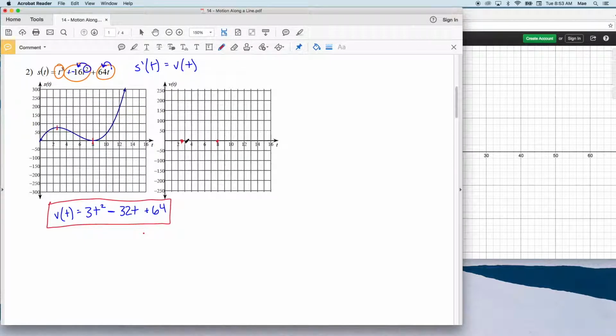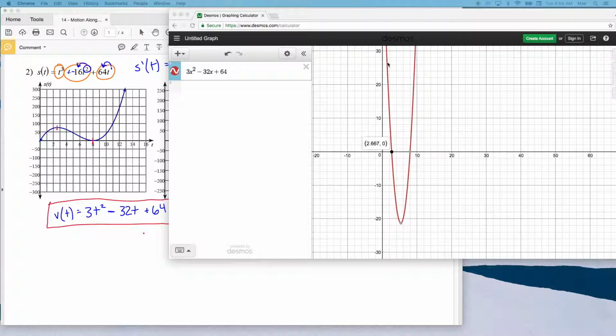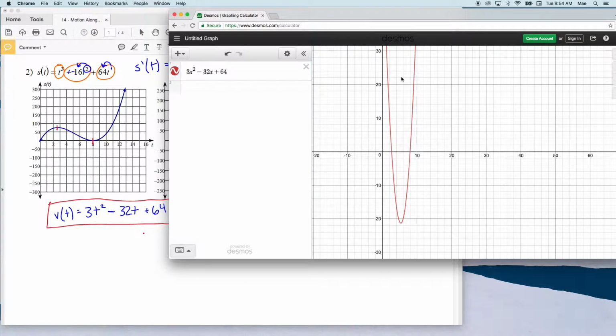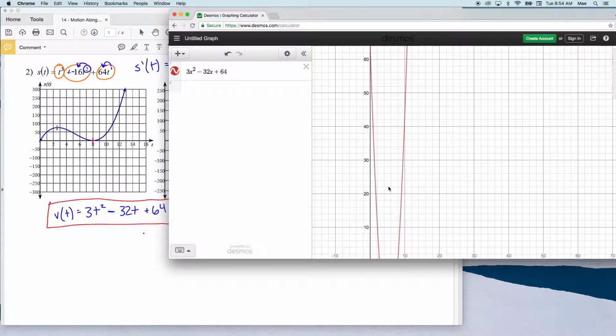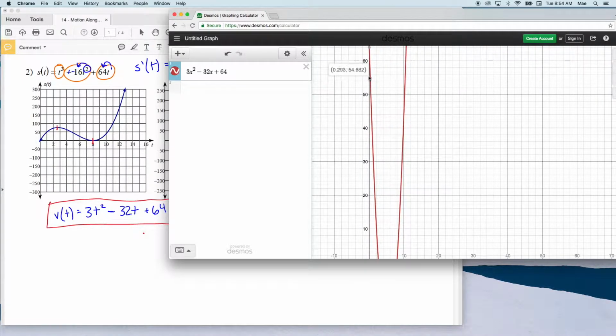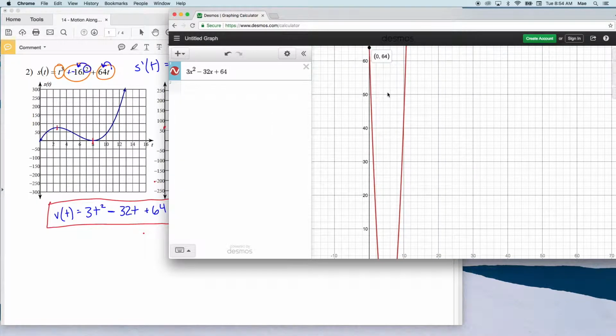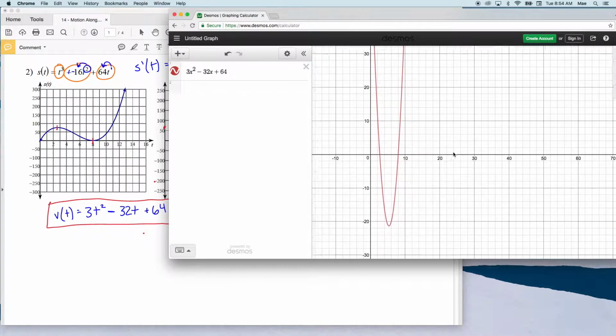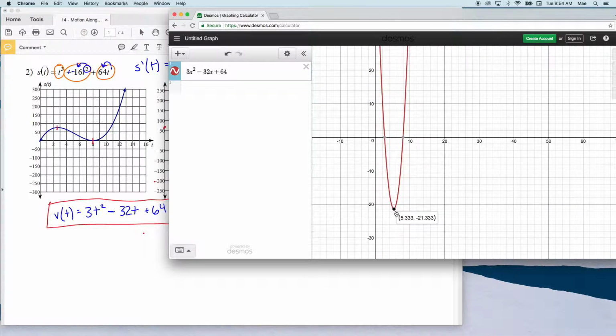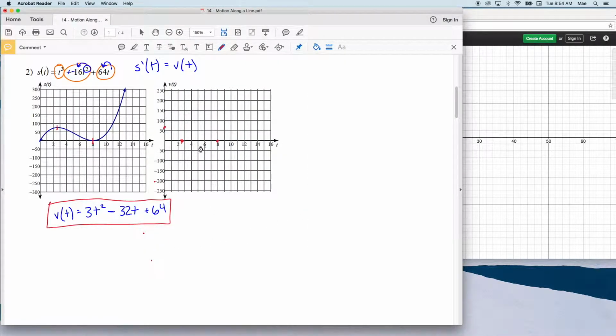Up until that maximum, our position is increasing, so I know that our derivative is going to be positive. So I'll go ahead and plot that y-intercept where t is equal to 0, and that occurs at 64 for v of t. So 0, 64 is another point on our velocity graph. Finding the minimum, that is 5 1/3 and negative 21 1/3.